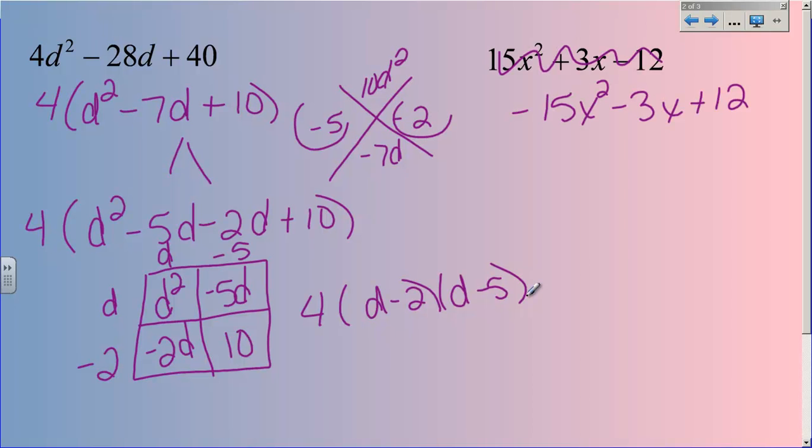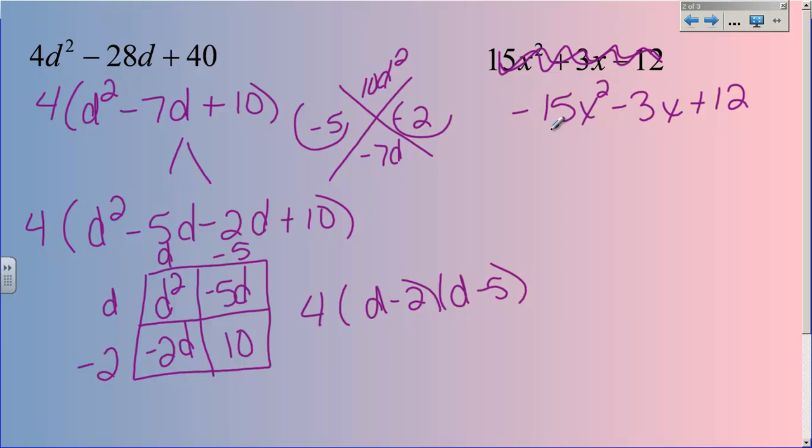Okay, the next example, you can see I scratched out the original. This is the one I want you to write out, negative 15x squared minus 3x plus 12. When I look for a GCF for this one, I am going to factor out a negative GCF because the very first number, the leading coefficient in this polynomial, is negative, and I don't want to factor with a negative. So I'm going to factor out a negative GCF.